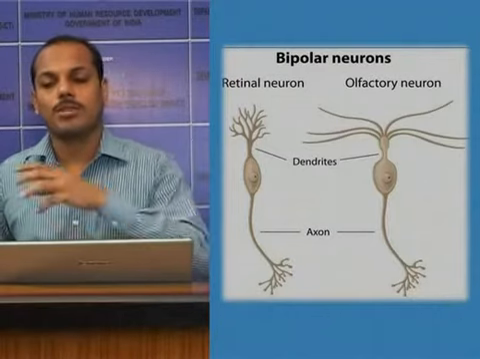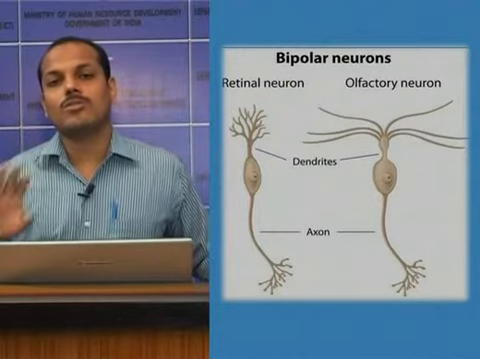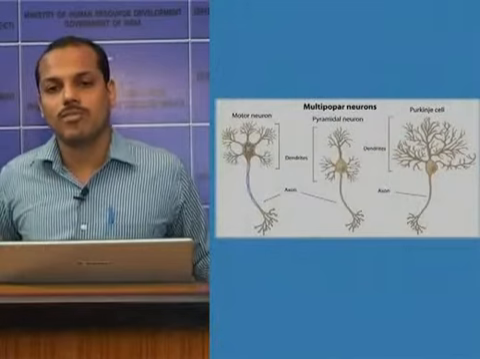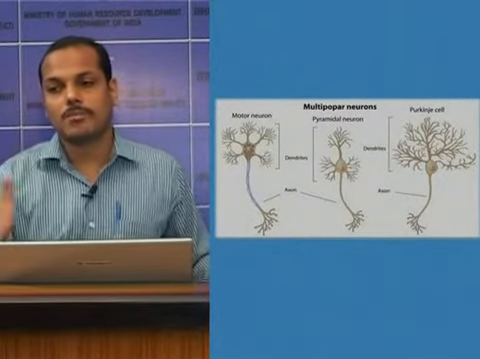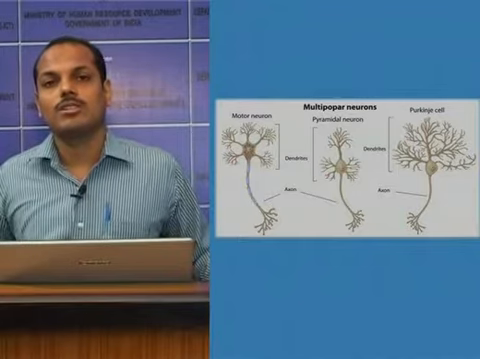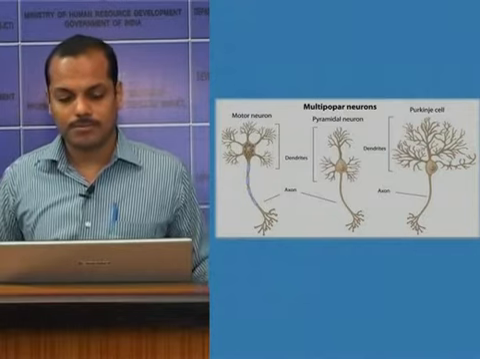So all the neurons will be having a cell body and processes. The processes may be dendrites and axon. All the neurons will be having at least one axon. Sometimes a dendrite may not be there, sometimes one dendrite, sometimes multiple dendrites may be there.